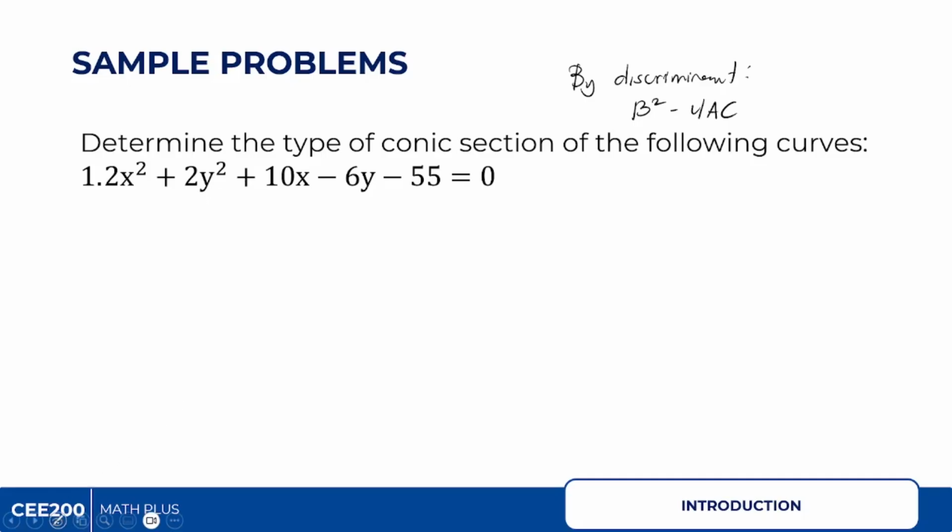Okay, let me rewrite the general equation. General equation of the conic section. That is ax squared plus bxy plus cy squared plus dx plus ey plus constant f equal to 0. So that is our general equation. Kuha ba? Now, my question is, what is the value of b?